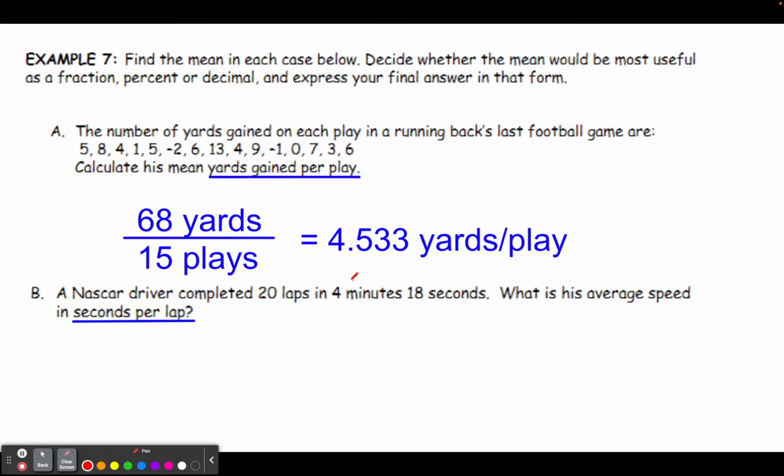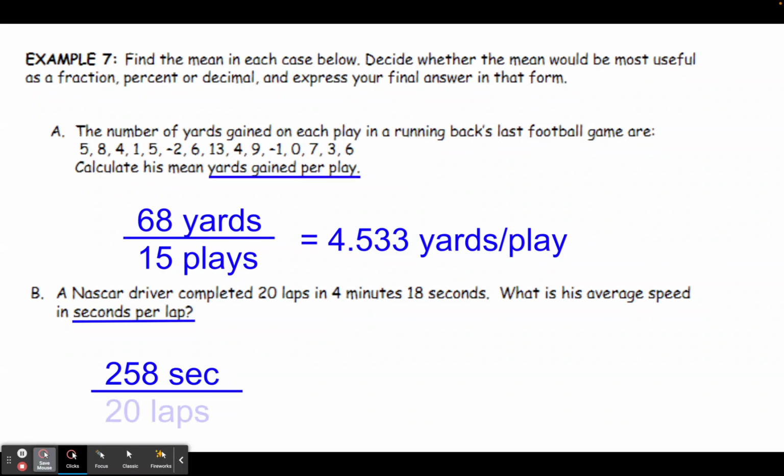So the first thing we need to do is convert that to seconds. And I know that there are 60 seconds in a minute. So if I take 4 and multiply it by 60, that would give me 240. And then I'm going to add the 18. And that will give me the total number of seconds that this driver is driving. And that works out to be 258 seconds. And now in that amount of time, the NASCAR driver completed 20 laps. So notice we have that set up seconds per lap. And when we divide, we get 12.9 seconds per lap. And again, it doesn't make sense to turn that into a percent. So we'll leave it just as it is as a decimal.